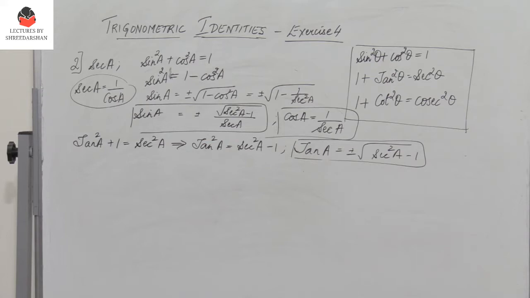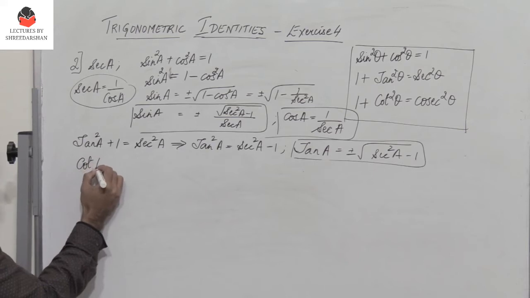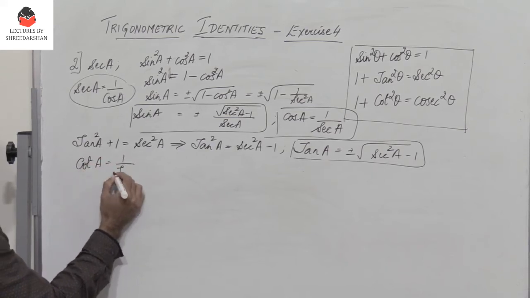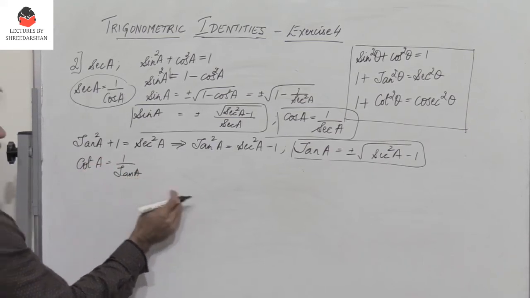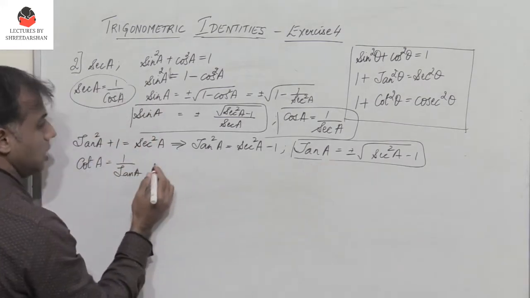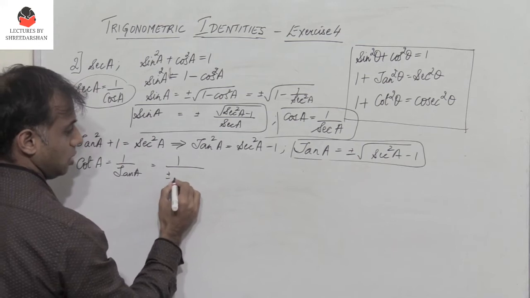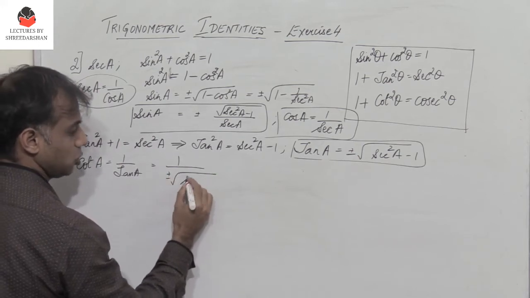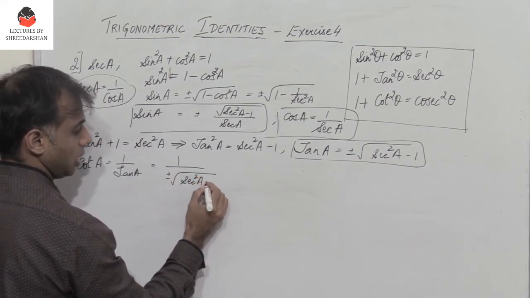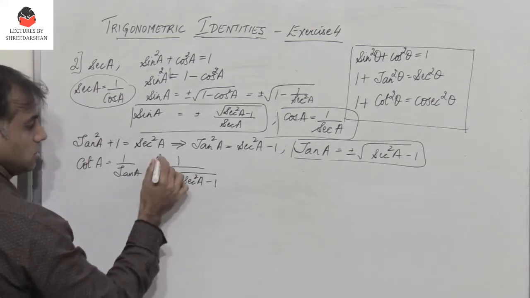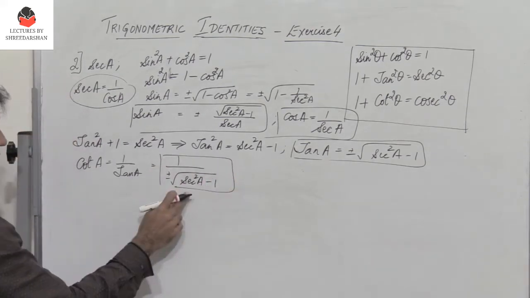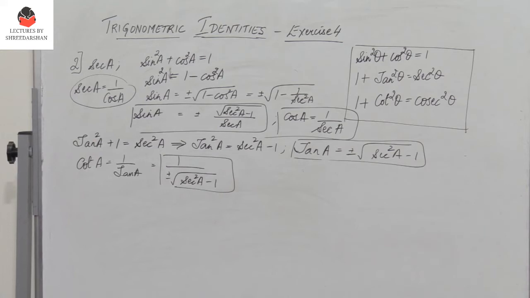So next I need to represent cot A. So we know that cot A is 1 by tan A, isn't it? And what is tan A? Tan A is given by this expression. So therefore, if I just take the reciprocal, which is 1 by plus minus root of secant square A minus 1, that is cot A. So this is cot A, represented in terms of secant A.